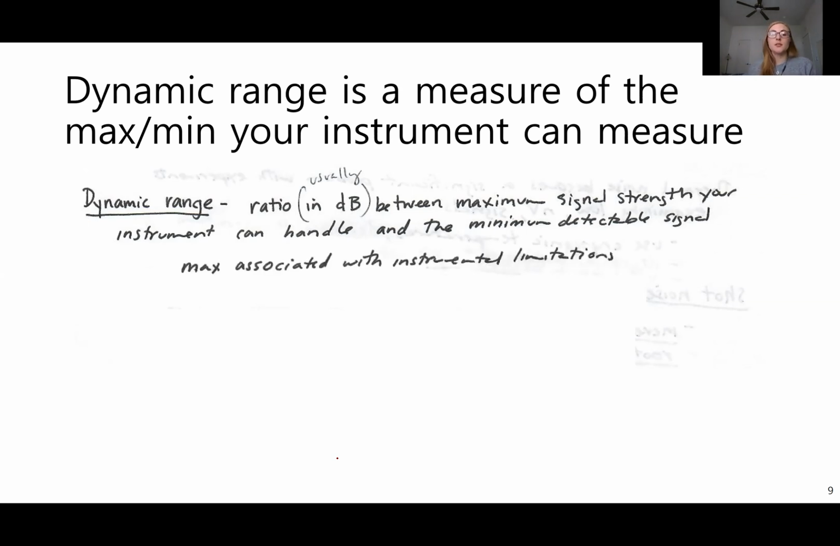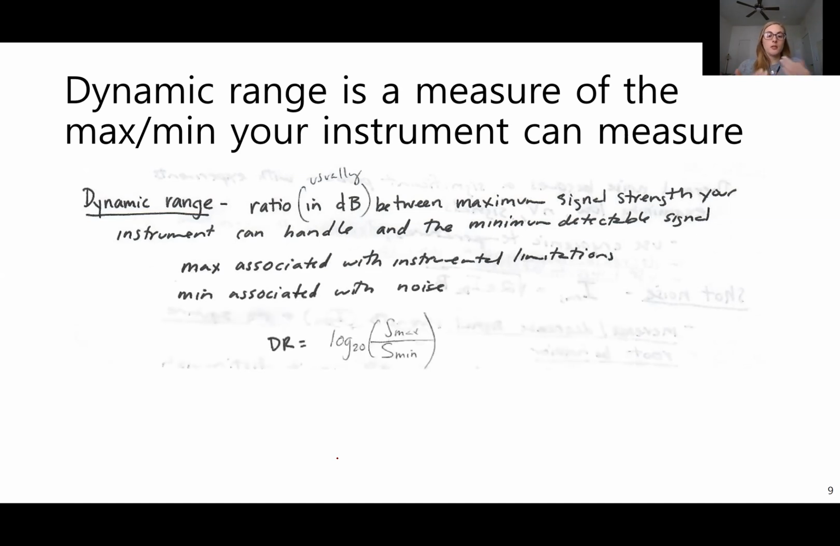So the maximum is related to the max signal that your instrument can handle, the max voltage, max frequency that it can detect, but the minimum is associated with the noise. The equation that we have here for the dynamic range is going to be like log base 20, so it would be in the decibel scale, of your maximum signal over your minimum signal that you can detect. So I just want to bring up that this is another way to quantify the performance of your instrument and is related to the noise with that minimum value there.